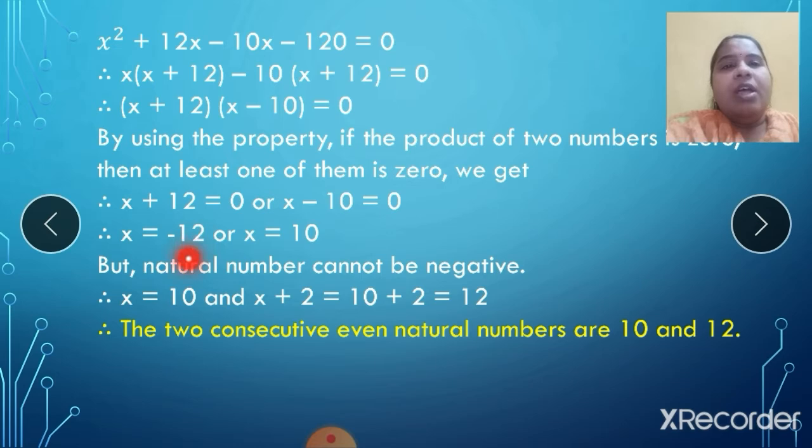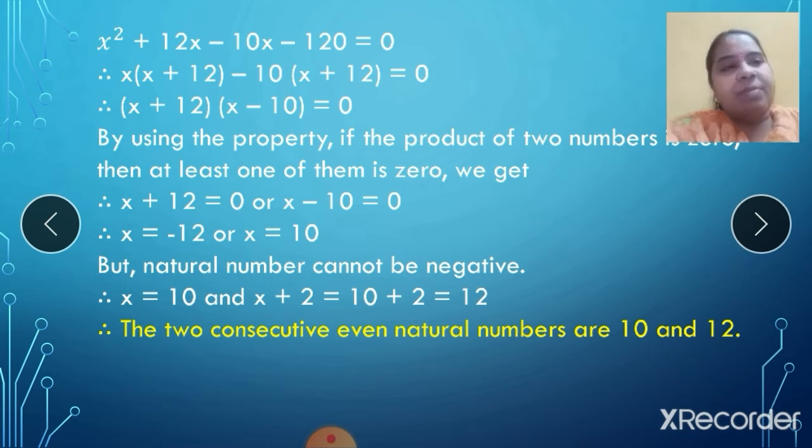So from here x is equal to, shift this plus 12 to this side, it will become minus 12. Shift this minus 10 to this side, it will become plus 10. But as natural numbers, what was the first thing that I assumed? Even natural numbers we want. So natural numbers cannot be negative. So I have to discard this value and take x is equal to 10. What was the consecutive number that we assumed? X plus 2. So this automatically becomes 10 plus 2, that is 12. So the consecutive even natural numbers are 10 and 12.